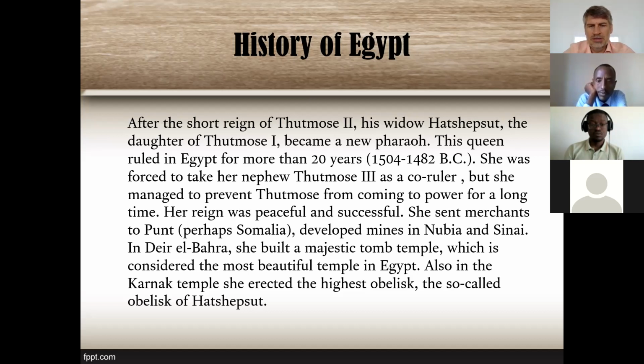Her successor was Thutmose III, but he was her nephew, and they ruled together for a while. But people say that actually Thutmose III and Hatshepsut were not friends, they were like enemies. After Hatshepsut died, Thutmose III even tried to erase her memory, but of course it was impossible.